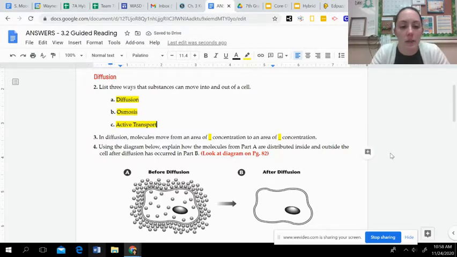Question 3, in diffusion, molecules move from an area of blank concentration to an area of blank concentration. This should be an area of high, you could say high or higher concentration to an area of low or lower concentration.